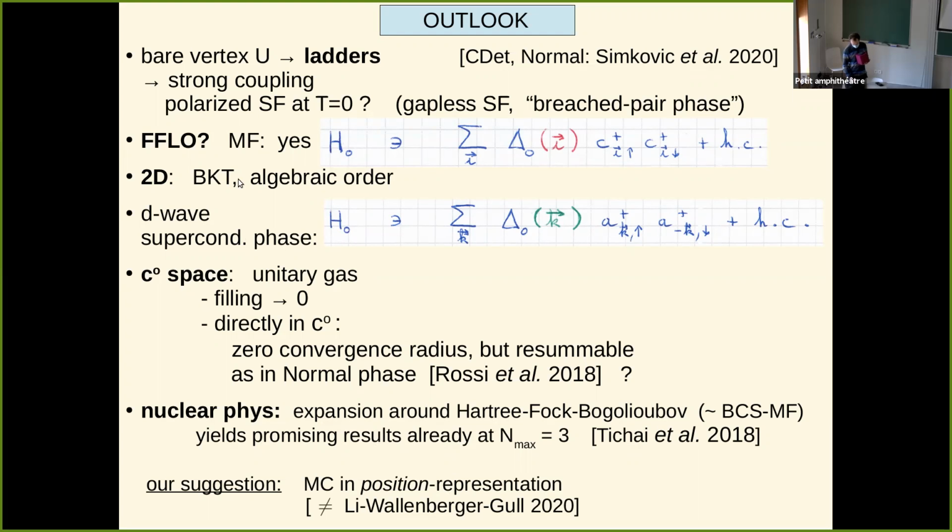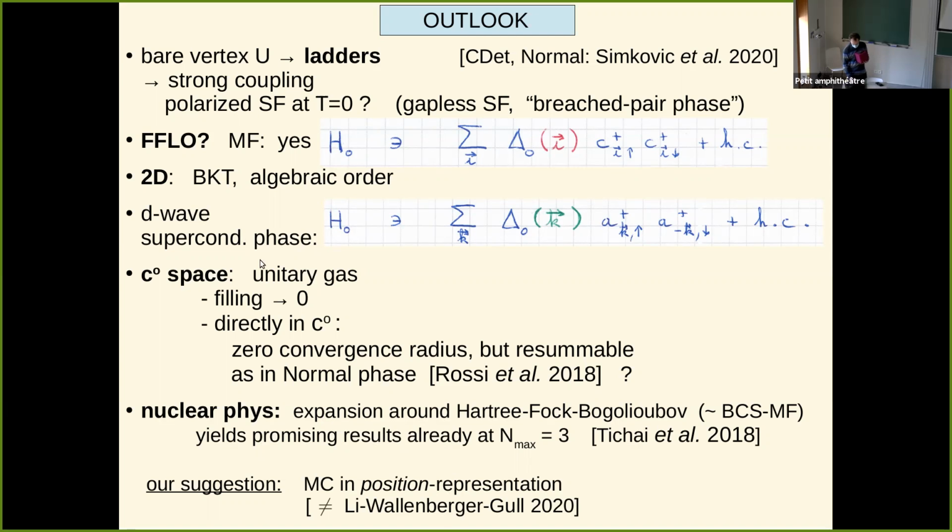Of course, 2D is also interesting. Of course, now at finite temperature, it should be algebraic order. But maybe the same kind of approach can work anyways. And for D-wave superconducting order, in principle, it's also easy. One just should introduce a delta 0, which is dependent on the relative momentum of the fermions in the pair in this way.